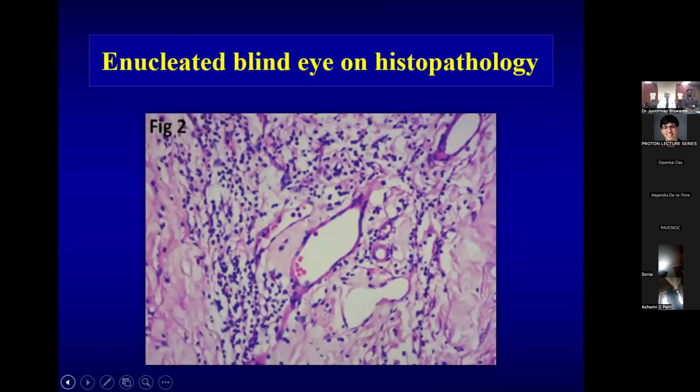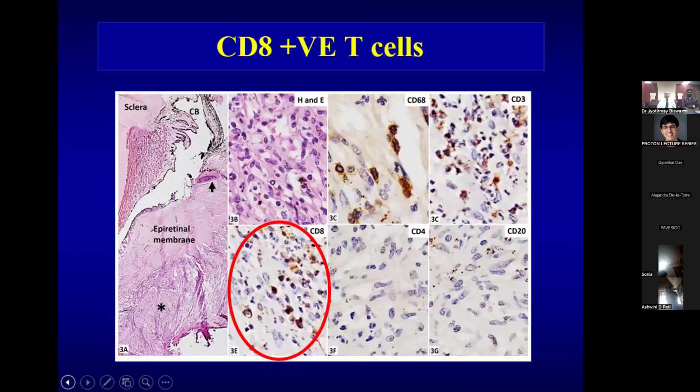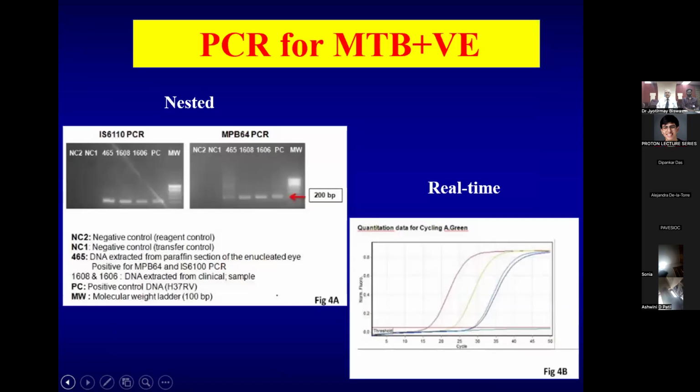This eye showed lymphocytic infiltration around the retinal vessels. We further subclassified immunophenotypically and found that these are CD8 positive T cells. T suppressor cells were seen predominantly, and B cells were absent. We did the PCR, polymerase chain reaction, from the paraffin section and found both the IS6110 and MPB64 genome were present in the specimen. Real-time PCR was also positive for Mycobacterium tuberculosis DNA.